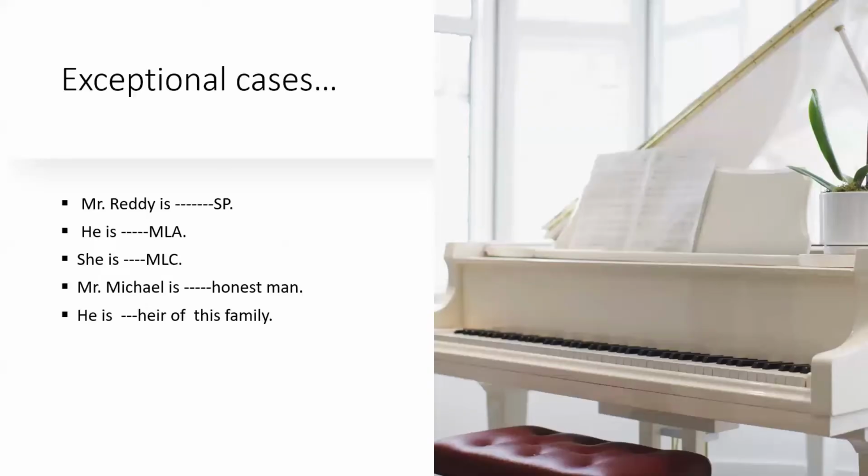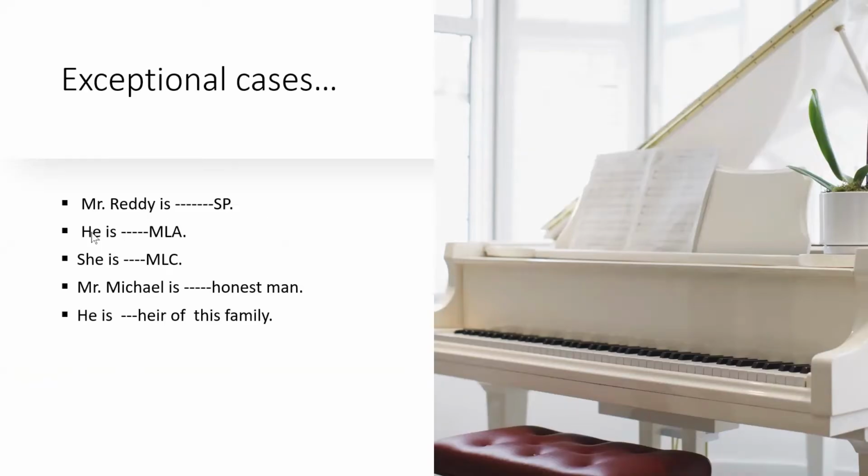A few exceptional cases here. We have already discussed them. I've put them in the form of sentences. Mr. Reddy is an SP. You know, S sound again, this is for your revision. S sound, SP. So, an SP. At the time of full form, Mr. Reddy is a superintendent of police. Then you have to use A there. Here an, and A there.